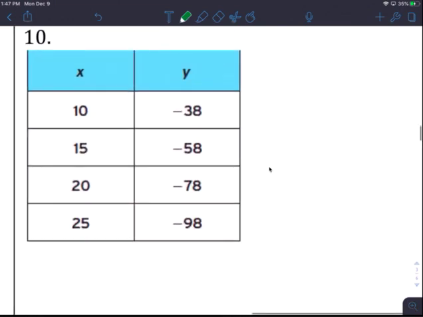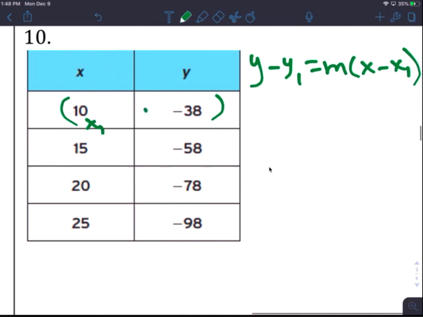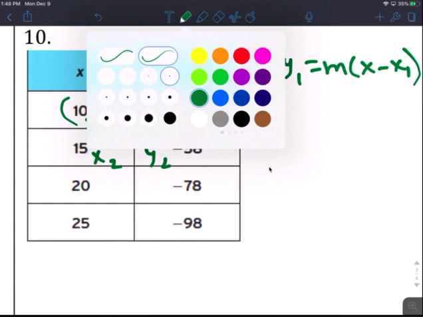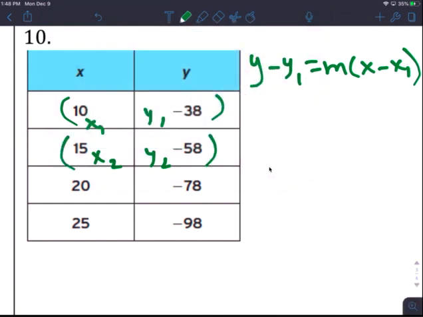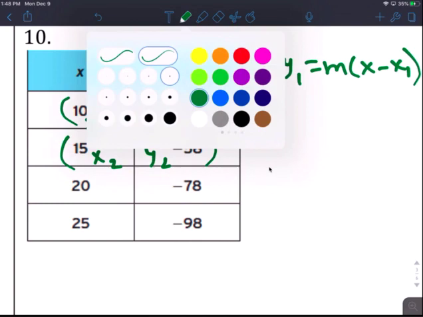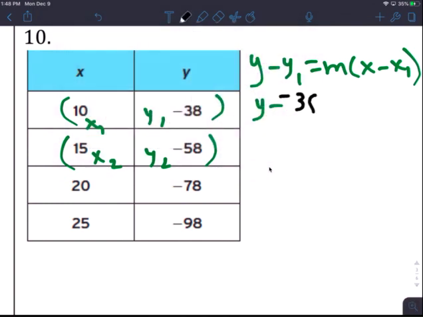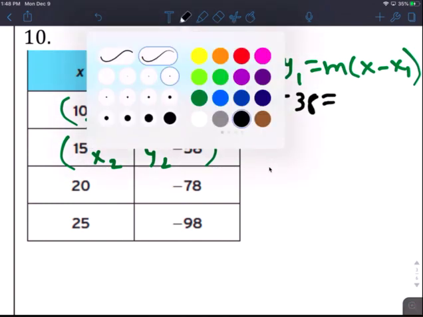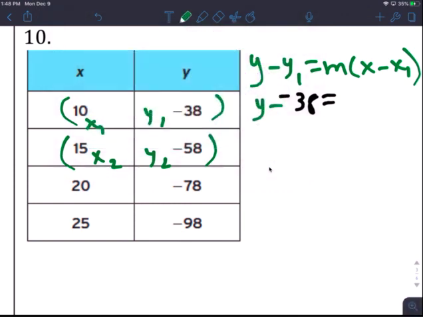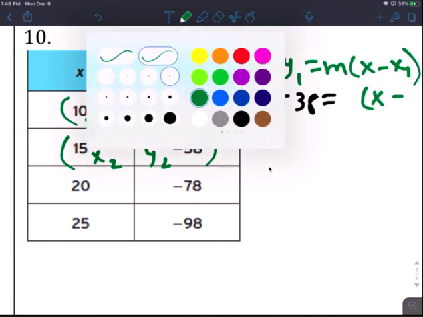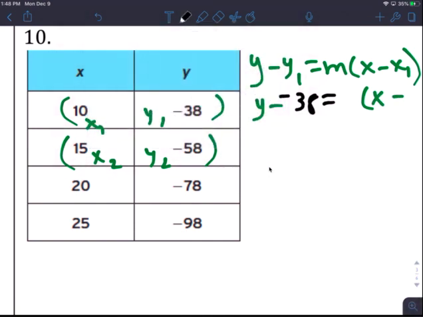Okay, start with y minus y sub 1 equals m parentheses x minus x sub 1. Pick 2 points. Okay. y minus a negative 38, minus x sub 1 is 10.